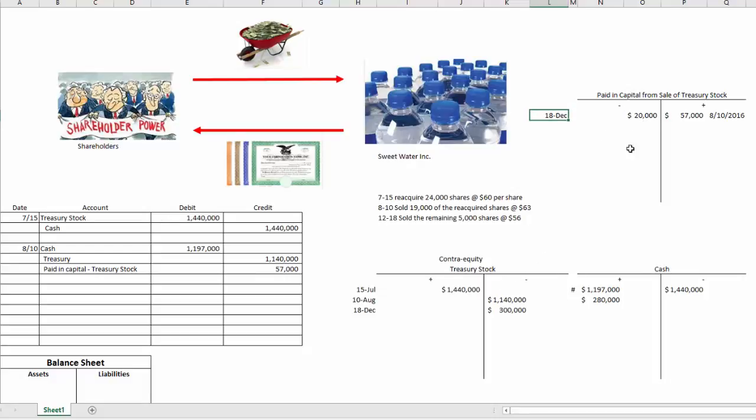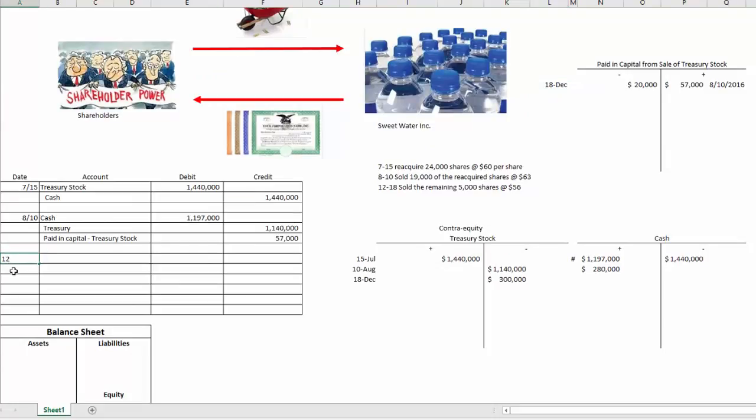And so debits, well, let me build the entry here. 12/18. We get cash, 280. And I'm sorry for the zeros again. Just bear with me here a second. Okay, so we debit cash for 280, but we pulled out of equity, equity went down, and that's logical because we lost money. The value of the organization decreased by $20,000.